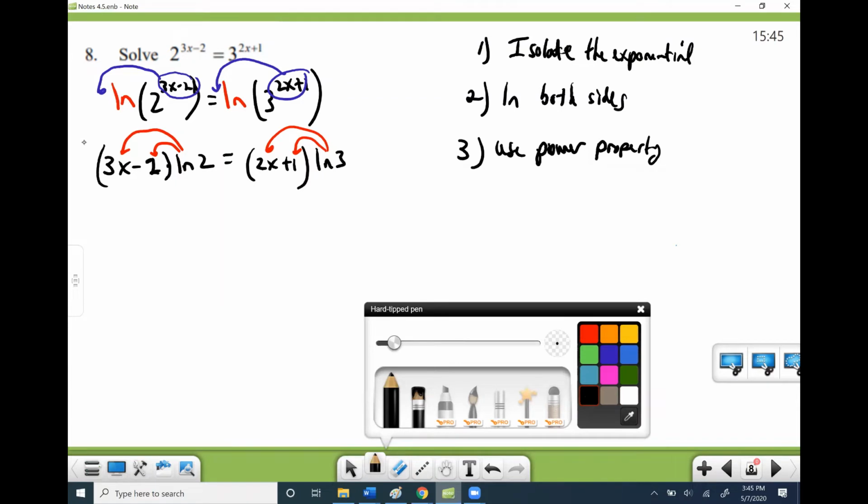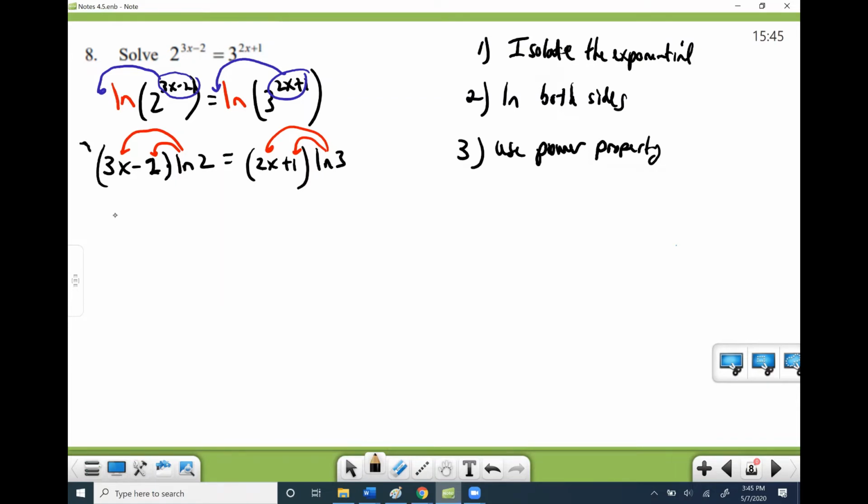So we're going to get 3x natural log of 2 minus 2 natural log of 2 when we distribute on the left. And here we're going to get 2x natural log of 3 plus natural log of 3.